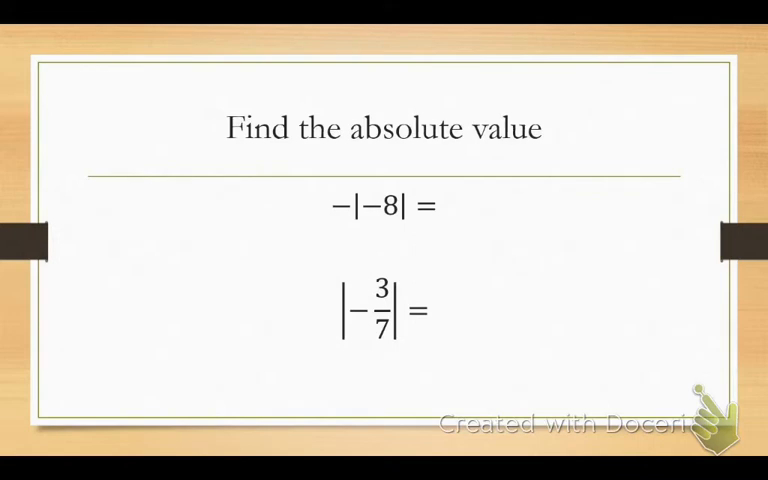It's not positive, not negative. So the absolute value of -8 is 8. However, there was a negative in front of the bars, so my answer is -8. On the second one, we put a fraction in there just because it looks different, but do we treat it any different? No. I still evaluate, and I get 3/7. So if you got both of those right, go ahead and give yourself 2 points.